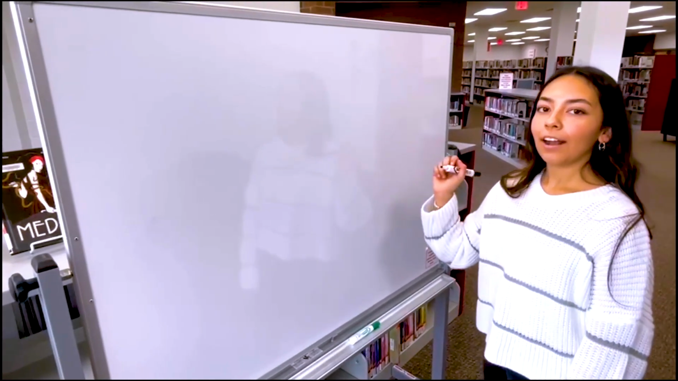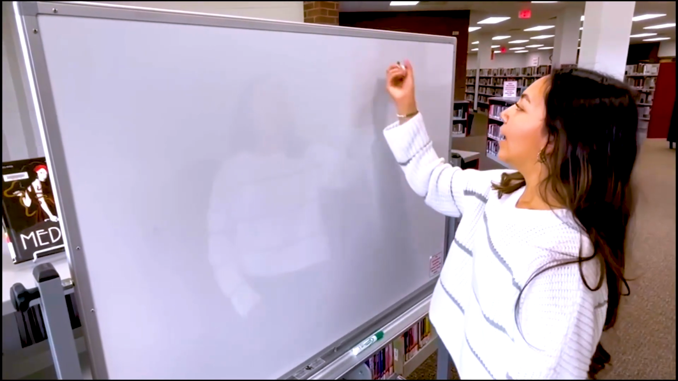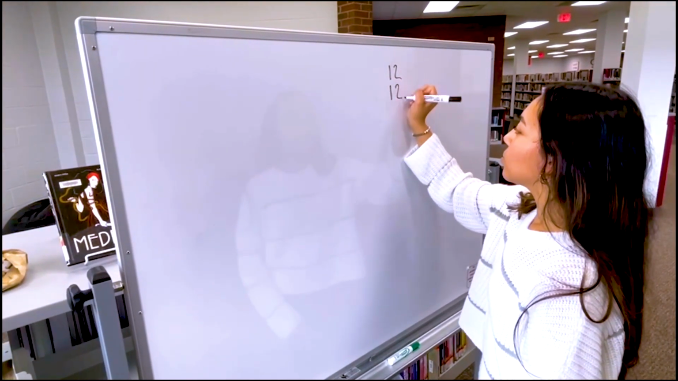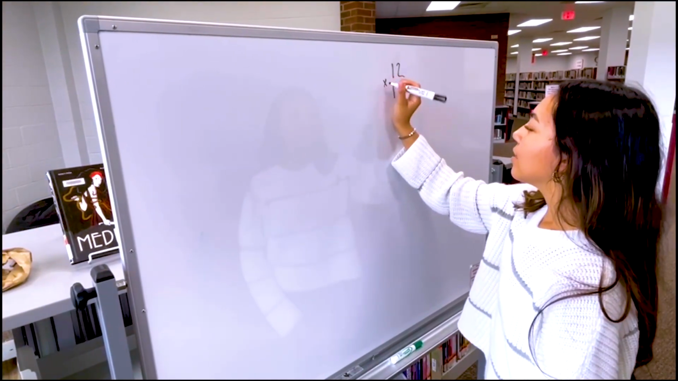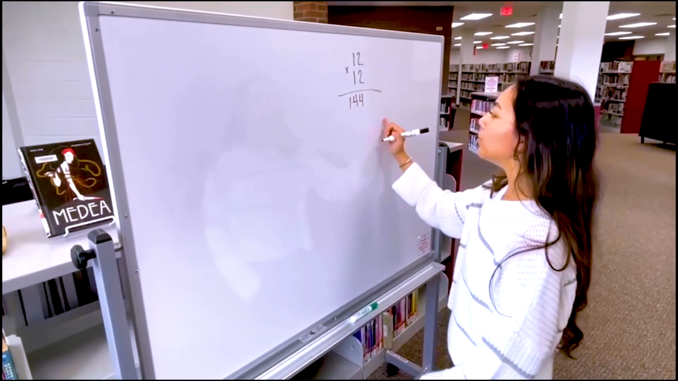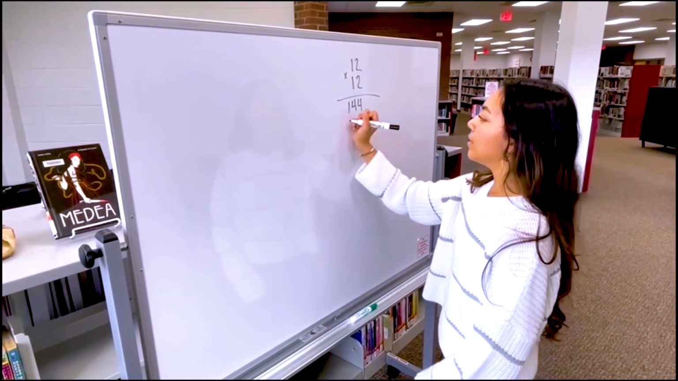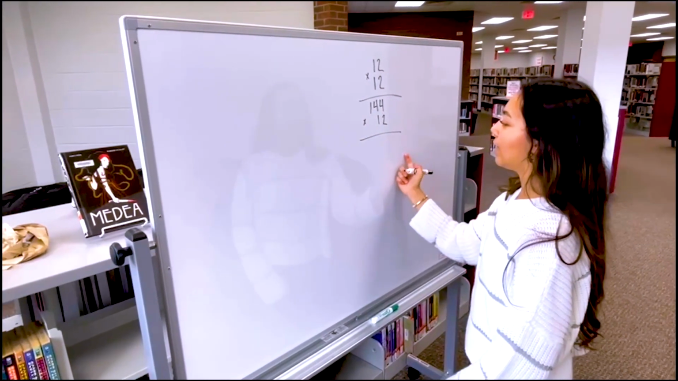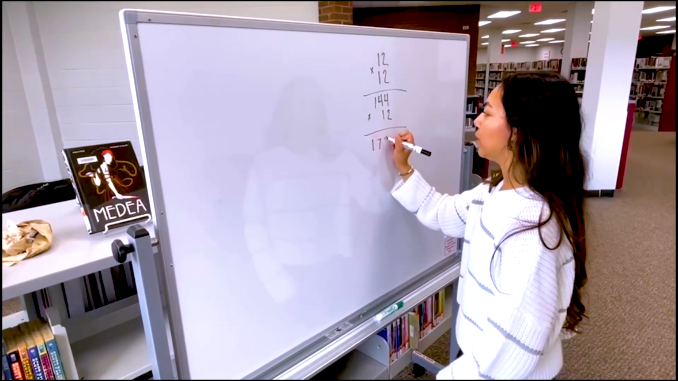Okay, so first let's figure out how many cases there is per pallet. And each pallet was 12 cases high and then 12 cases lengthwise. So when you multiply that, you get the number 144, which meant there was 144 cases per pallet. But then to find the number of cans, we multiply by 12 again because there's 12 cans per case, and we get the number 1,728.